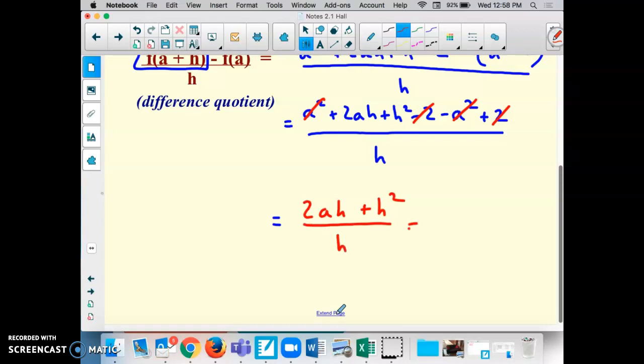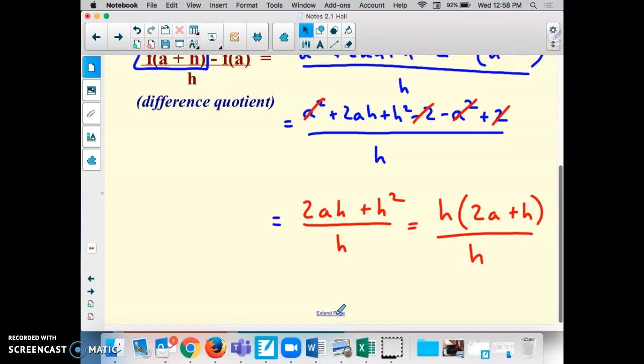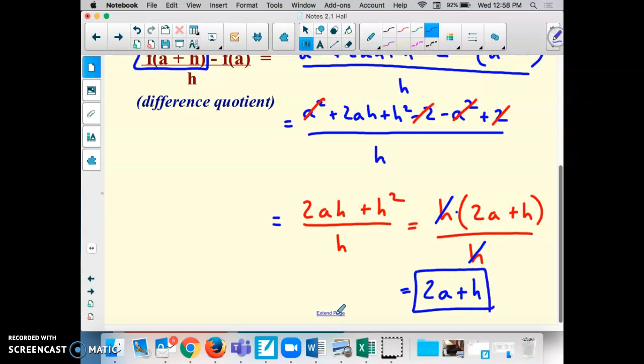Watch this. I can simply factor. You remember that from Algebra 2 and FST? I can factor an h out of the top, and it leaves me with h times 2a plus h, divided by h. And since this is a product, not addition or subtraction, I can cancel out that h and that h, and I'm left with 2a plus h, final answer.